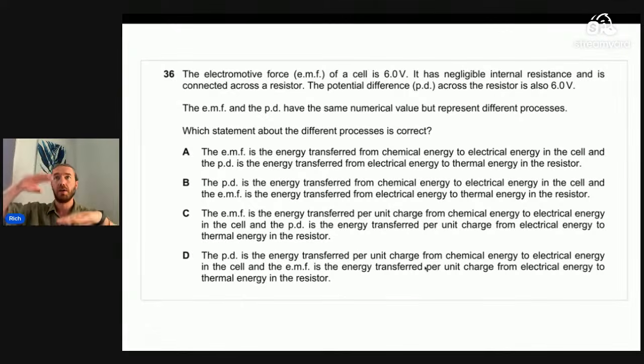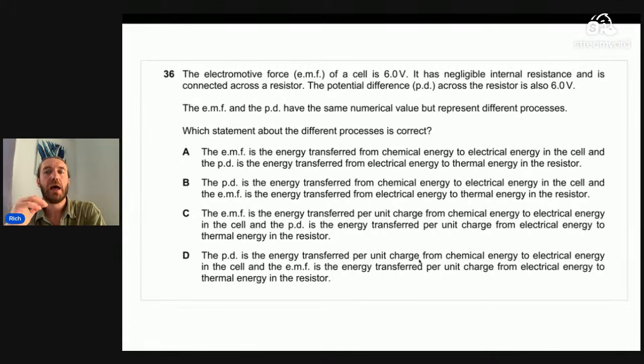So think about it being a step up, if you like, in terms of energy as the charge goes through the cell. That means it gains energy. That means work is done on the charge. When it goes through a resistor, it's going to drop. That means the opposite. That means that it is giving up energy. Okay. So as we said, we can eliminate B and D for that reason, because we know that it's the wrong way around.